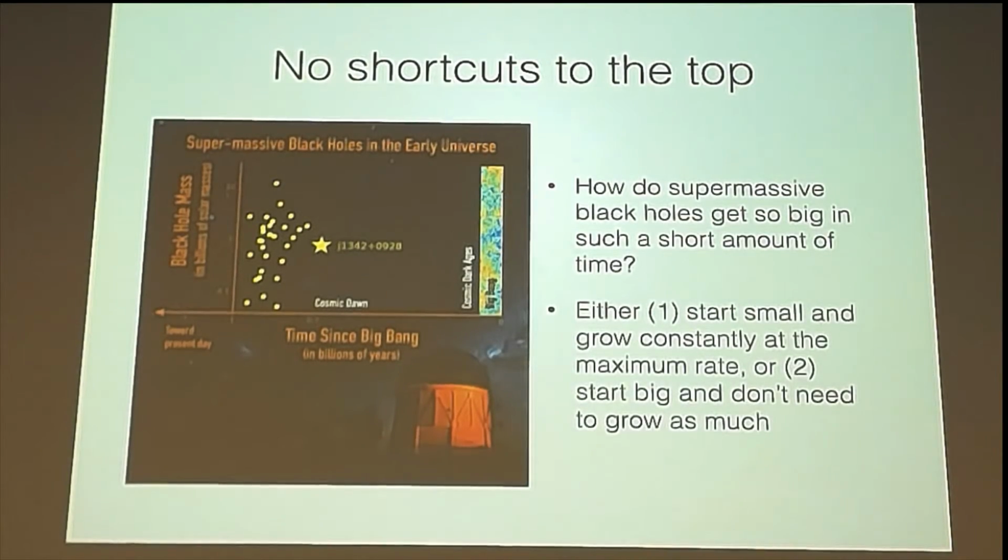They either have to start small and grow almost constantly at the maximum possible rate, or they could start off at a bigger size and then we don't need to worry about them growing at the maximum possible rate. I'll talk about some different theories for how we think supermassive black holes might form, but this is a really interesting question in the field: how do we get these extremely massive ones in such a short amount of time?